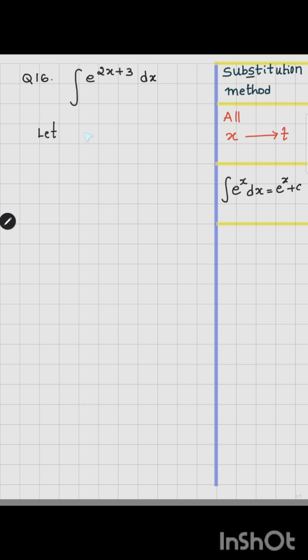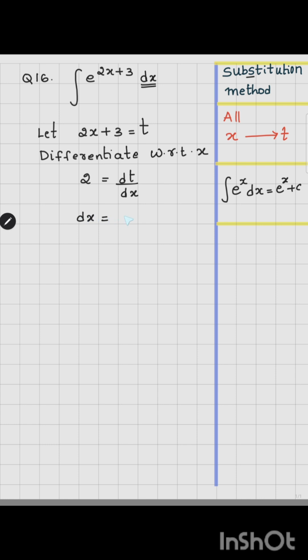So let 2x plus 3 equal to t. Now we will differentiate so that we can even substitute for dx. Differentiate with respect to x. So the derivative of 2x is 2 and the derivative of 3 is 0, and if we differentiate t, we get dt by dx. But here we have only dx, so we will take dx is equal to dt by 2.